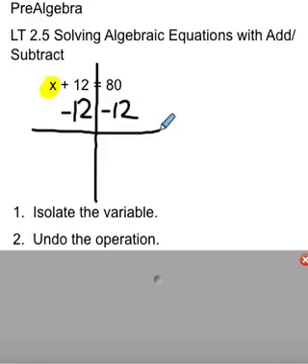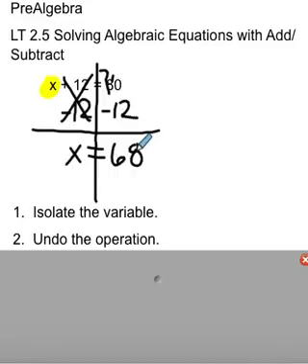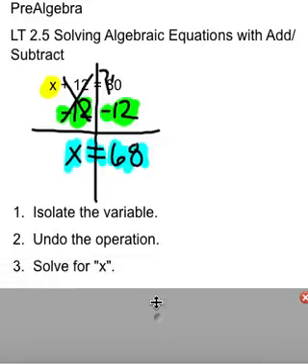Now a negative 12 and a positive 12 cancel, so I'm going to get rid of those. And I'm just going to drop the x down, because that's the only thing that's left on the left side. Keep my equal sign. And then if I type in 80 minus 12, or calculate that, I will get 68. So what I'm looking for is a negative sign on both sides, a 12 on both sides. I'm looking for the x down here, the equals down here, and your answer on the bottom. So we just solved for x.